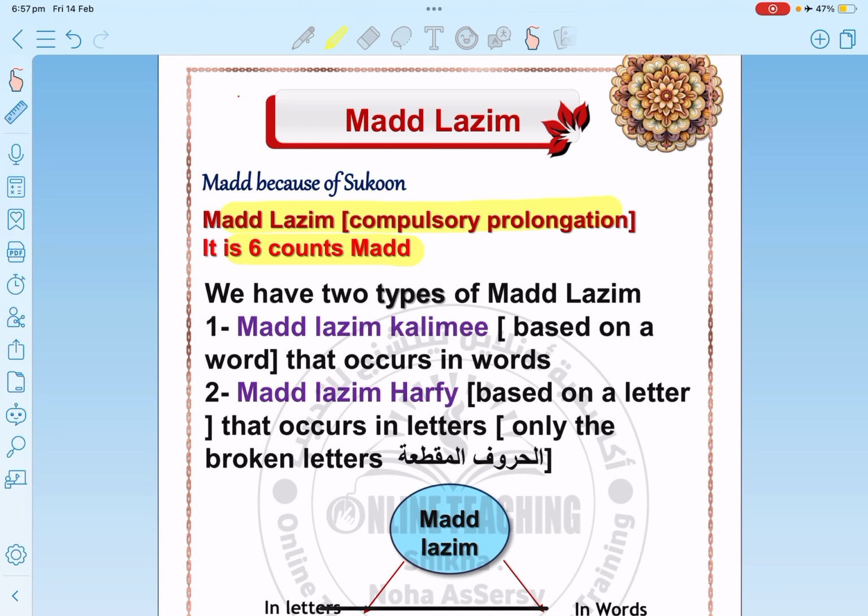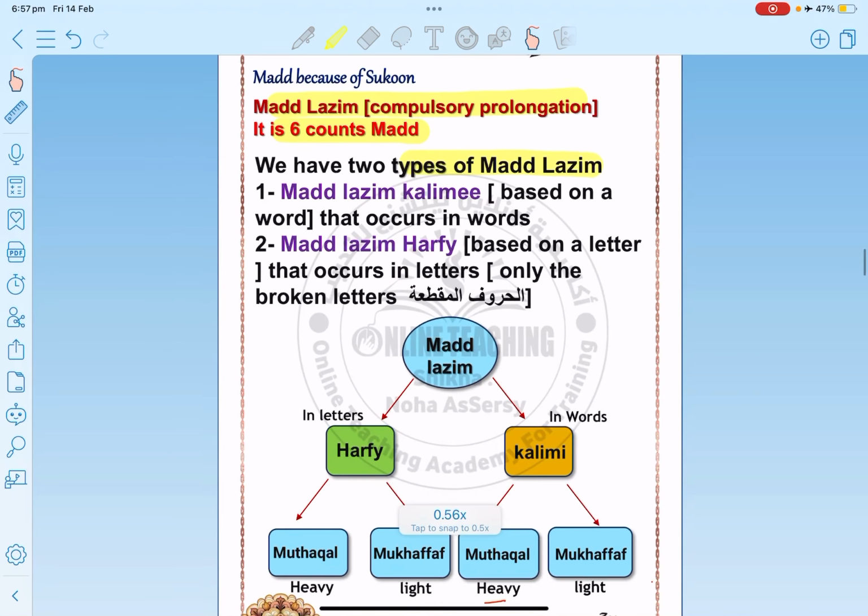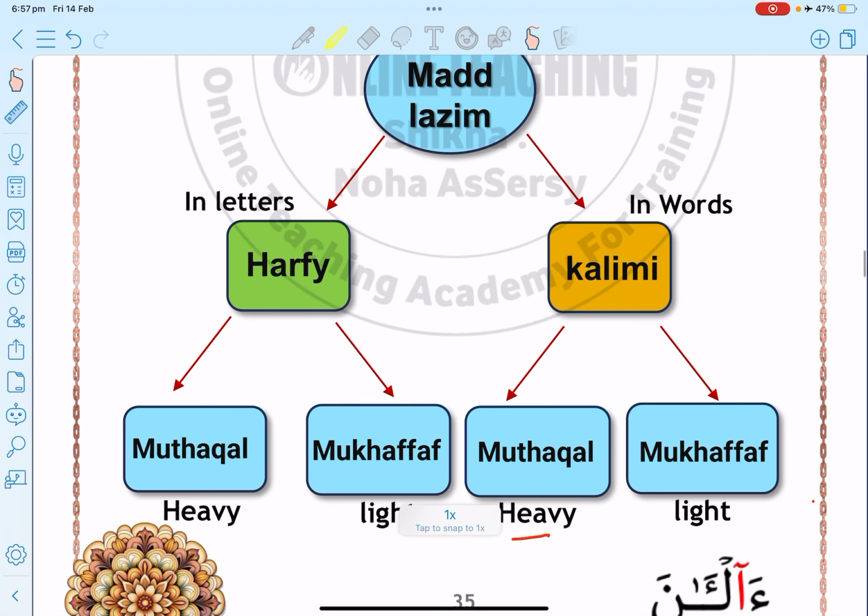We have types of mad. So let's look at this diagram here. We have مد اللازم, as we said, any mad that is followed by a permanent sukun, sukun أصلي. It's divided into two categories: كلمي and حرفي. كلمي means words and حرفي means letter.